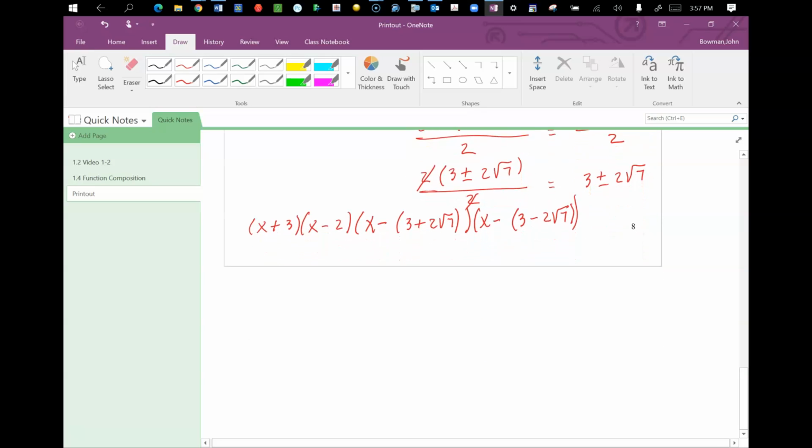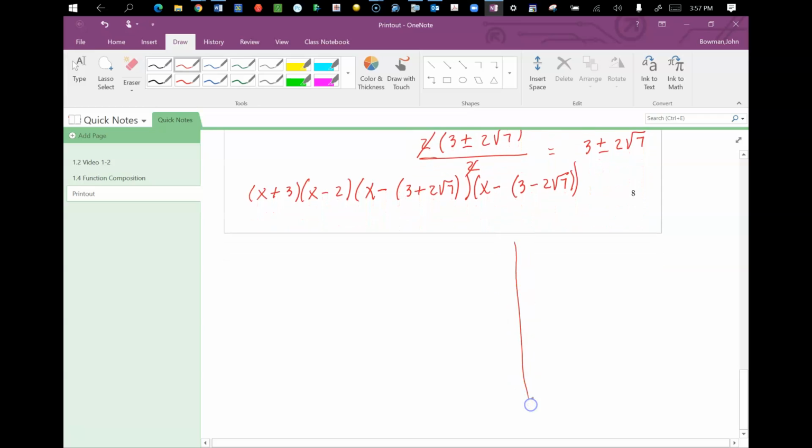All right, and the whole goal of all of this is so that we can get a reasonable graph of this polynomial. So again, we've got a 0 at negative 3, multiplicity 1. We've got a 0 at positive 2, multiplicity 1. 3 plus and minus 2 root 7. All right, we're going to have to estimate this. Root 7 is between root 4 and root 9, so it's between 2 and 3. So let's estimate 2.5. So 2 times 2.5 is 5. 3 minus 5 would be somewhere around negative 2. I'm just going to estimate that there. And 3 plus 5 would be somewhere around positive 8. So 2, 3, 4, 5, 6, 7, 8. Again, I'm estimating where those are at.